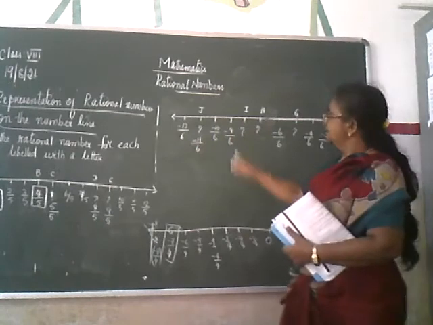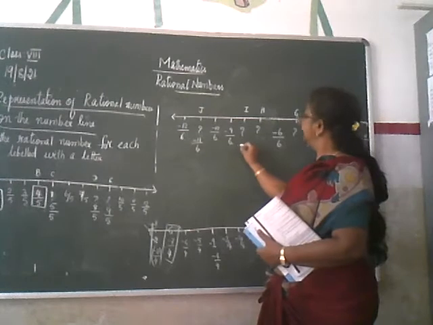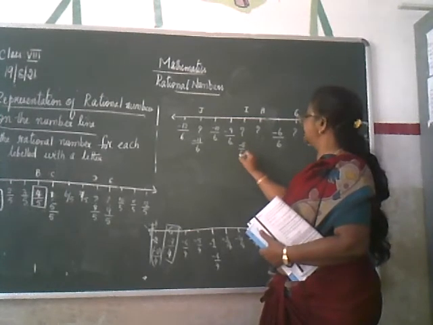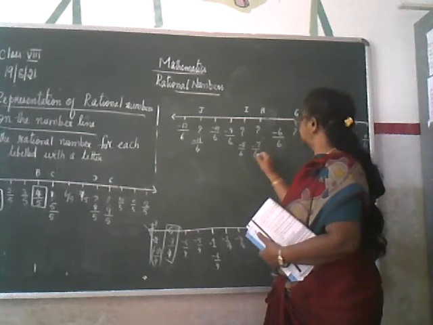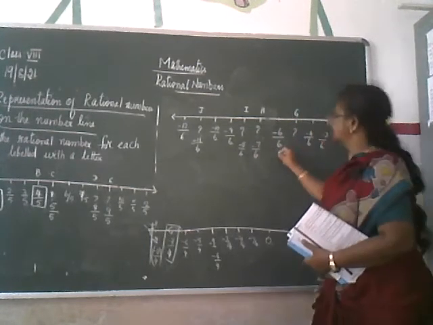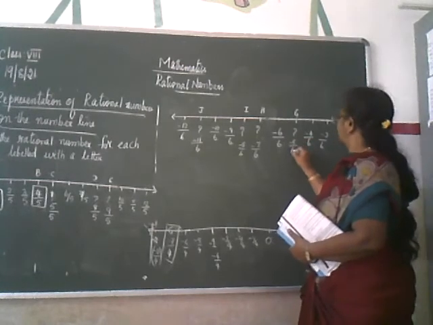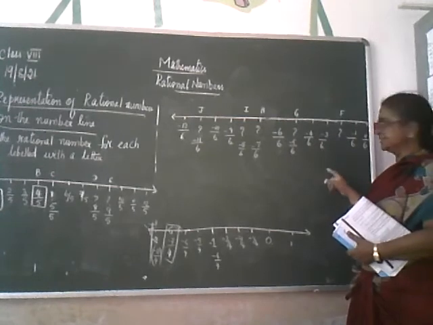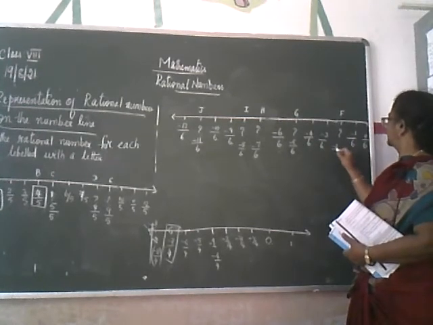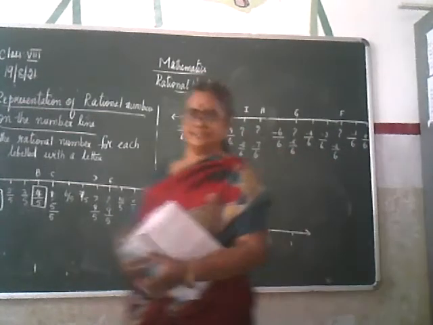Again, minus 10 by 6, minus 9 by 6. Yes, minus 8 by 6. Very good. Minus 7 by 6. Minus 6 by 6. Then, very good. Minus 5 by 6. Minus 4 by 6. Minus 3 by 6. Minus 2 by 6. Minus 1 by 6 and 0 by 6.